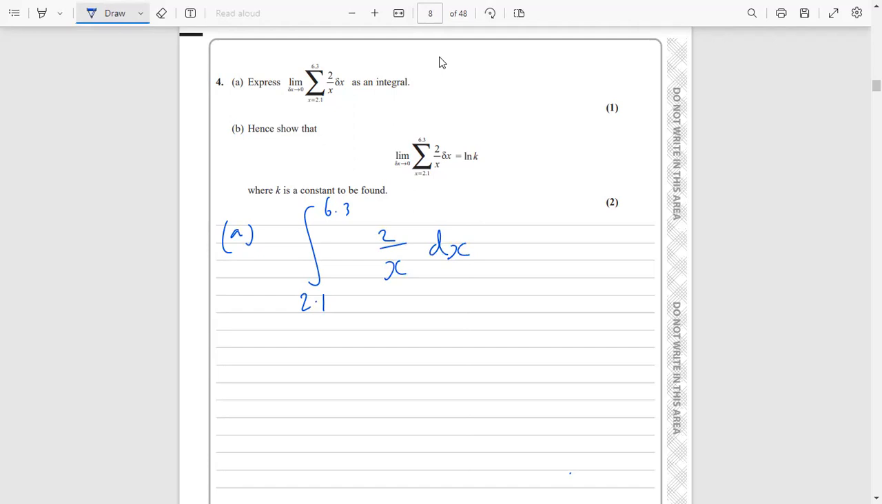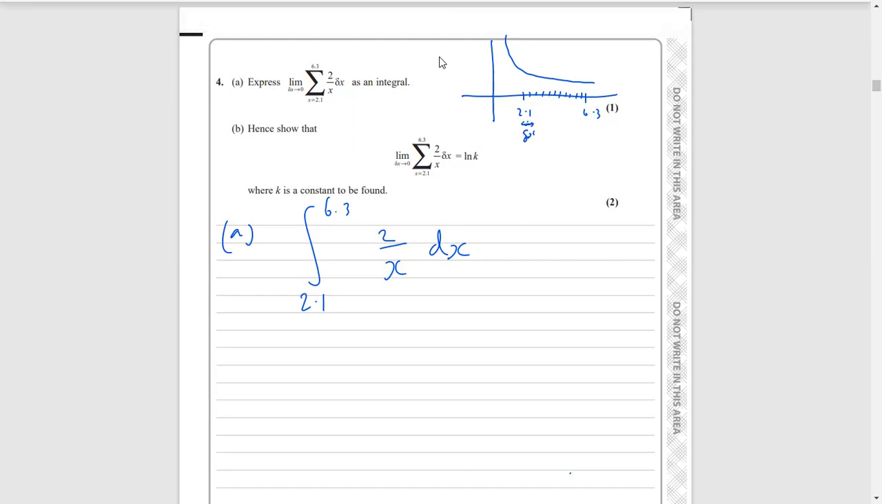So it's just a case of remembering that the limit of a sum of a function of x multiplied by a small change in x, this dx or delta x, is supposed to represent a small change in x. If we think about a graph of this, we've got this function 2 over x, which looks something like this. You've got 2.1, which is roughly there, and 6.3, which is roughly there. So what the sum is doing is that you've got these small delta x's, and each one of these widths is delta x.